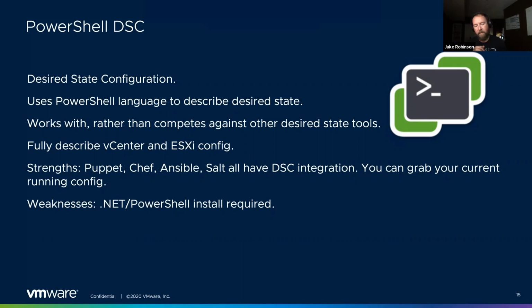So the benefit to DSC and what we've done with the vSphere DSC resources is that we don't run into a situation where a tool falls out of favor for doing infrastructure configuration, and then that module goes unmaintained, but still people use that tool. The benefit is DSC can be used by anything. It's sort of this primitive way of describing and running your implementation. So today you can fully describe vCenter and ESXi config with the vSphere DSC resources that we have open sourced.